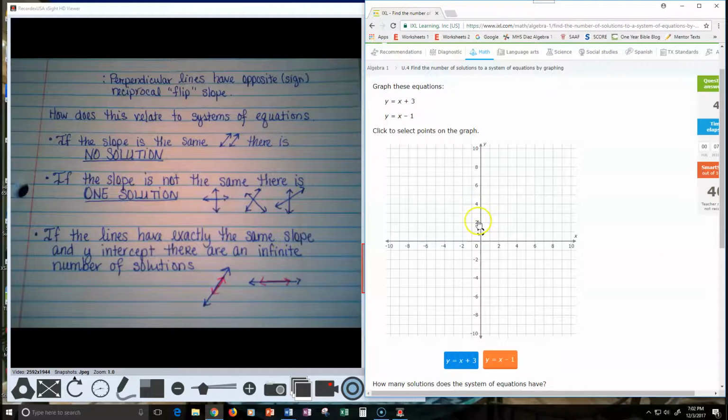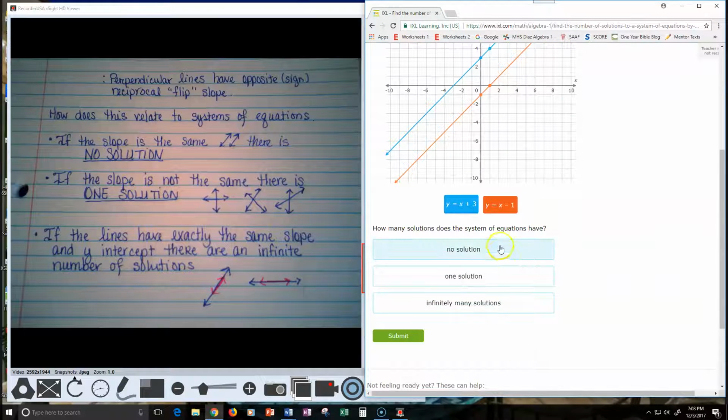Now this one, we start at 3 for the first equation. We go up 1 and over 1. And notice the slope is the same. So hopefully, if we do this right, these lines should be parallel. Next line, we're going to graph at -1. Oops, I didn't do that right, did I? So we're going to go up to 3, up 1, over to the right 1. Then we're going to go down to -1, and we're going to go up 1 to the right 1. And again, they're parallel. The slopes are exactly the same. So we're going to say this is no solution.